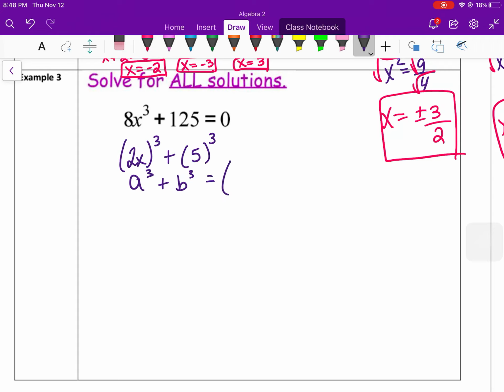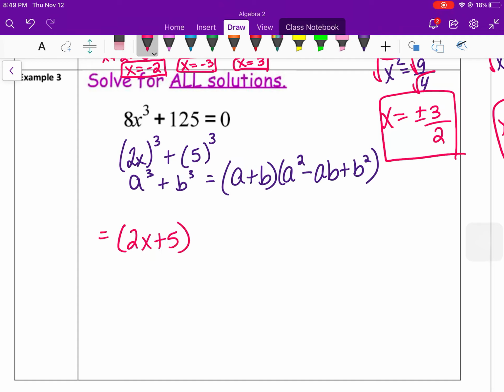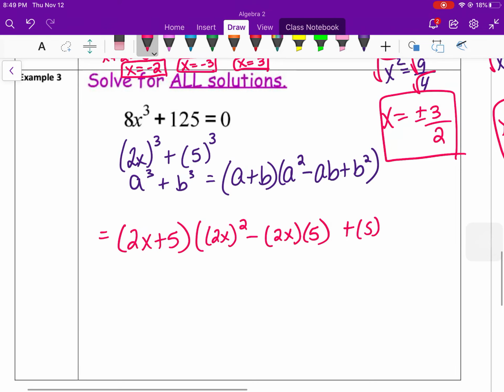In which case it factors to a plus b, and then it's a squared minus ab plus b squared. So if it's plus, then the plus sign comes first and it goes plus minus plus. Otherwise it's the same as the minus one. So a plus b is 2x plus 5, and then it's a squared, so this time it's 2x squared minus 2x times 5, plus b squared, 5 squared.